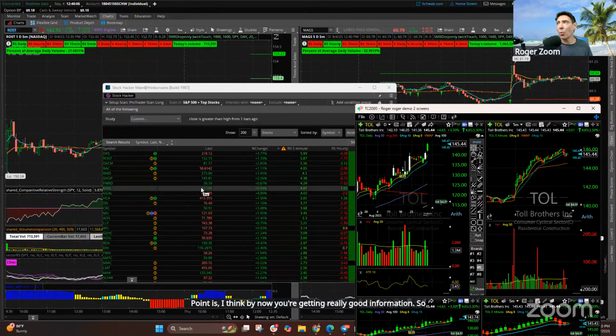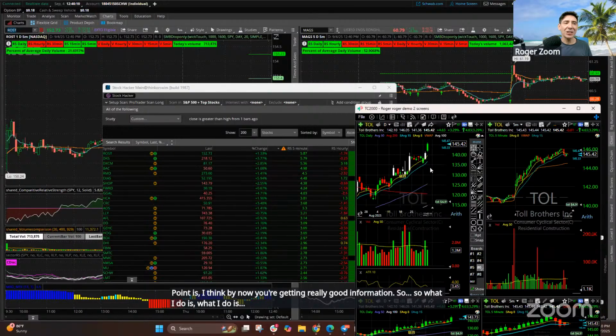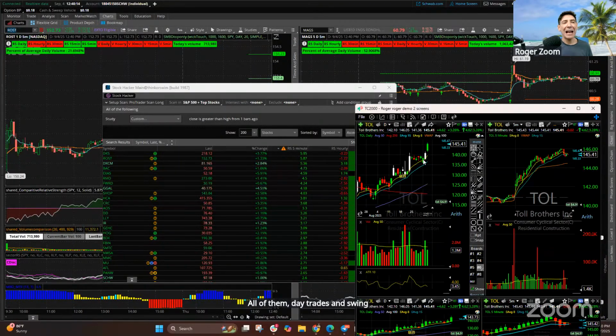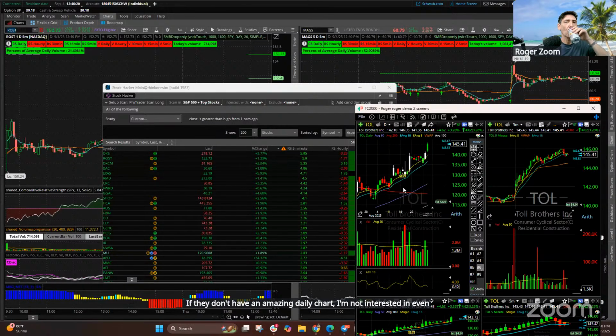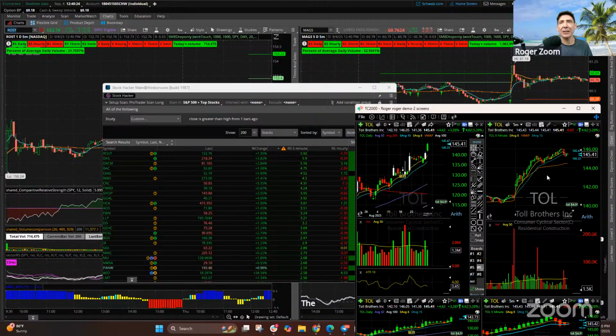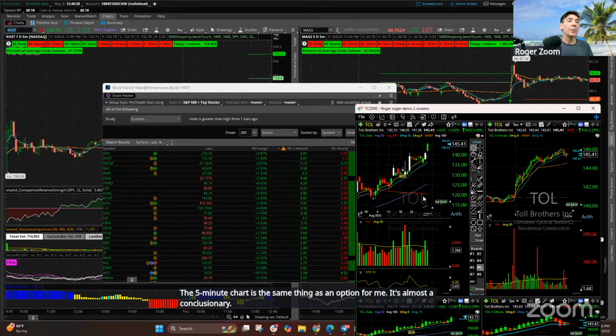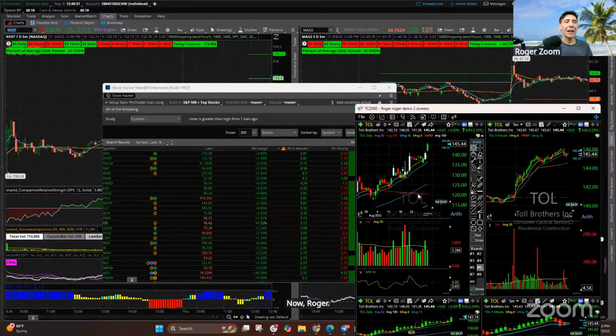So what do all of these setups have in common? All of them, day trades and swing trades, have to have an amazing daily chart. If they don't have an amazing daily chart, I'm not interested in even thinking about it. The 5-minute chart is the same thing as an option for me. It's almost a conclusion. Now, Roger, where does the market play into this?